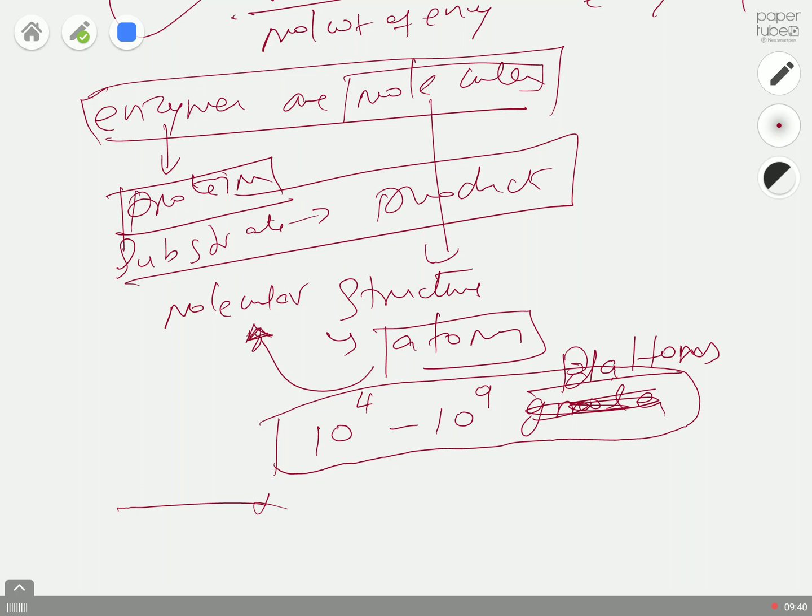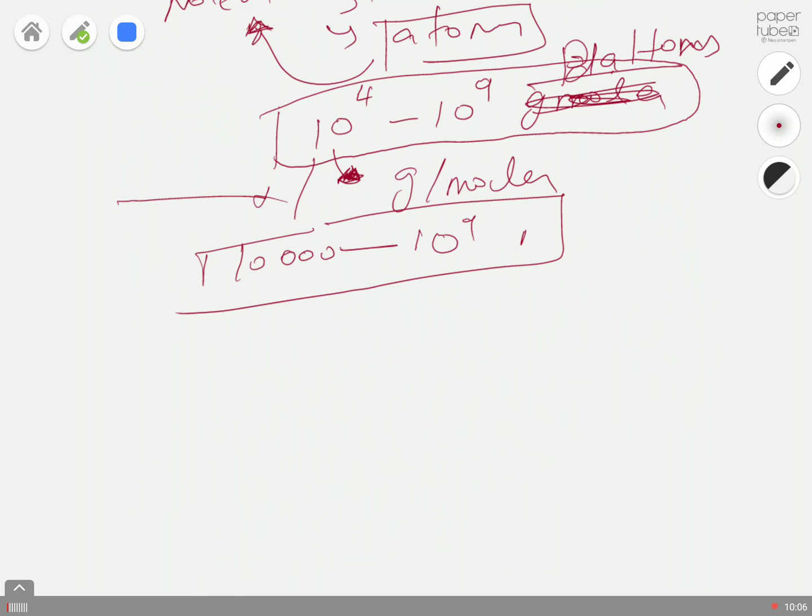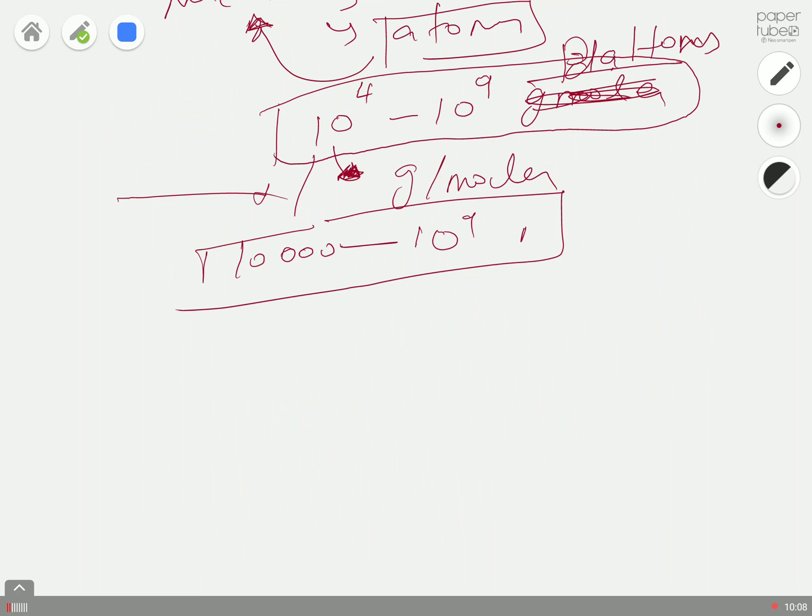So always remember, sorry, not the unit of enzyme, their molecular weight typically ranges from 10 to the power of 4 to 10 to the power of 9. So this is a really big number. So enzymes are not just molecules, they are also large molecules. These are the things you have to remember.